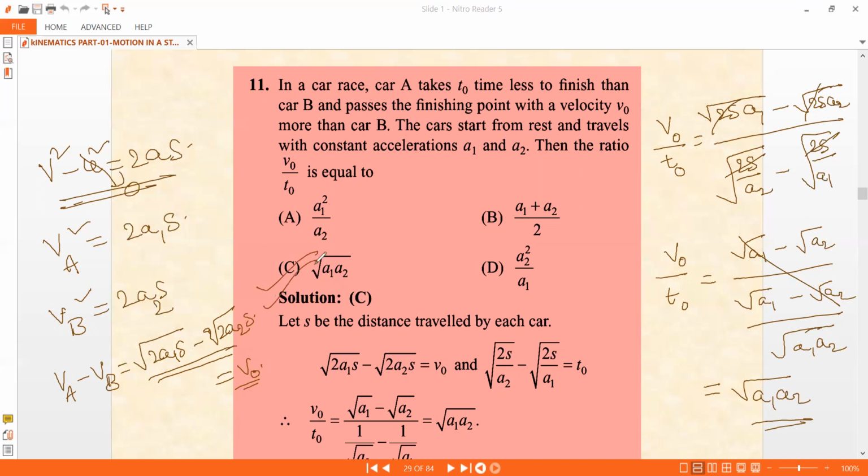So that's the answer, solution C. I hope you understood how to solve this particular problem. It's a very important question with a little bit of involved math. I hope you will practice and try this problem on your own.